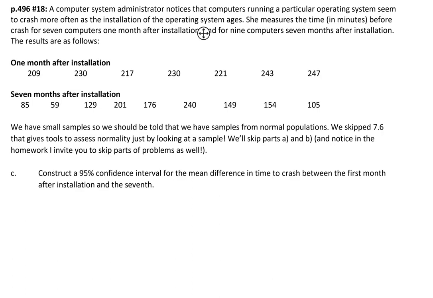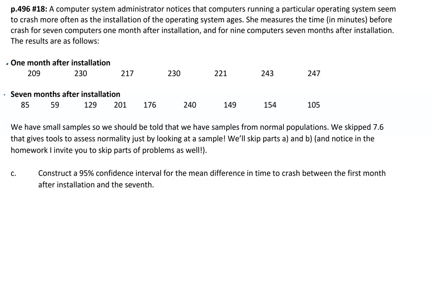Page 496, number 18. A computer system administrator notices that computers running a particular operating system seem to crash more often as the installation of the operating system ages. She measures the time in minutes, no less, before crashing for 7 computers 1 month after installation, and for 9 computers 7 months after installation. So you can see 1, 2, 3, 4, 5, 6, 7 pieces of data for the 1 month group, and 1, 2, 3, 4, 5, 6, 7, 8, 9 pieces of data for the 7 month group. So you can have different sample sizes.